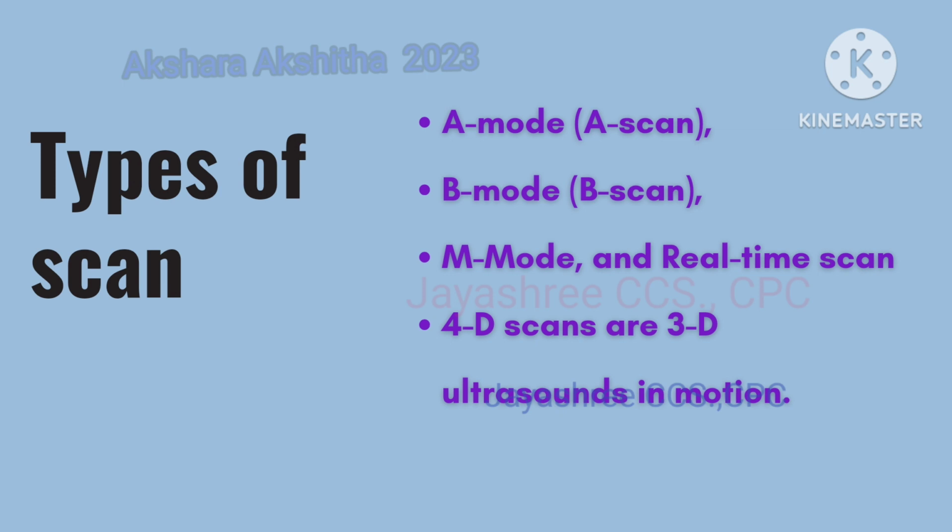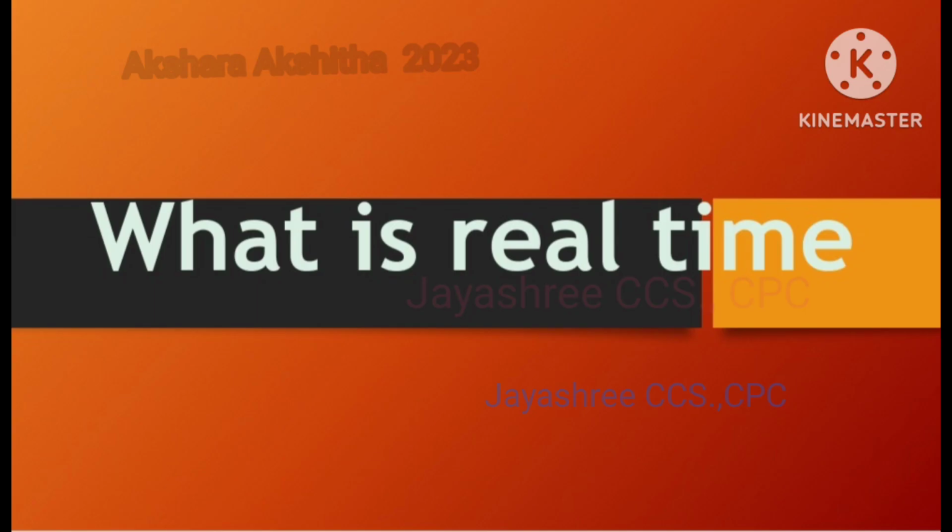A means one dimensional ultrasound measurement, M means one dimensional ultrasound measurement with movement, and B means two dimensional ultrasonic scanning. And what does real time mean? Real time is a two dimensional ultrasound scanning with display on the monitor. What they are performing inside the service room, that same image will display on the monitor with the timing. So this is the real time scan.